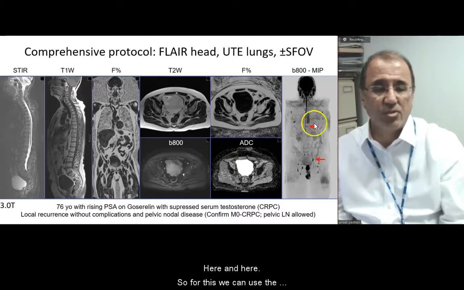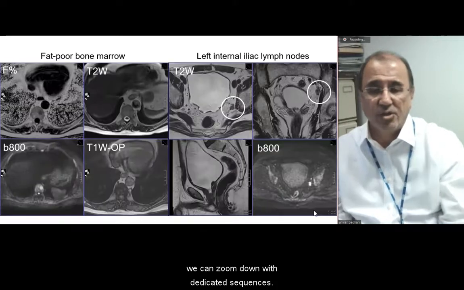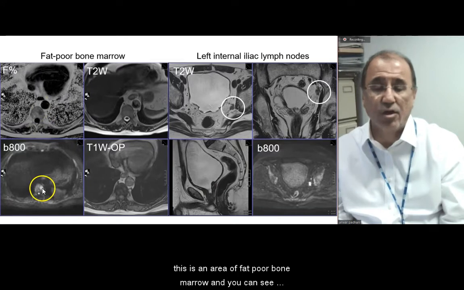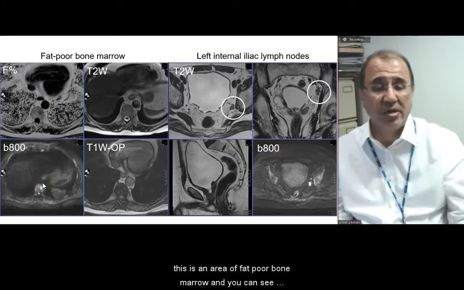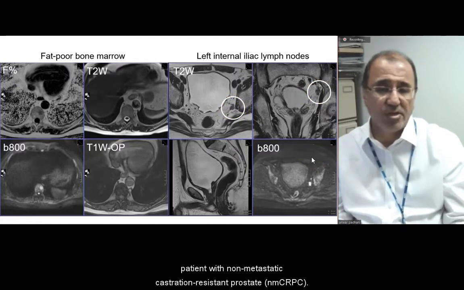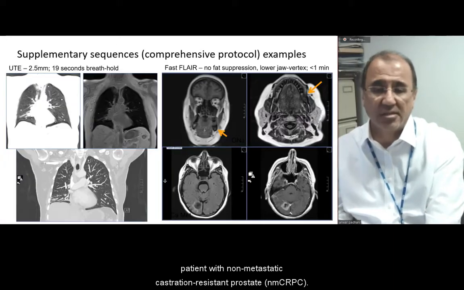For this, we just use the native images, and for here, we use dedicated sequences to zoom down. So for example, if you look at the dorsal spinal lesion, this is an area of fat-poor bone marrow, and you can see by zooming down here and here, we can see internal iliac lymph nodes in this patient with non-metastatic castration-resistant prostate cancer.